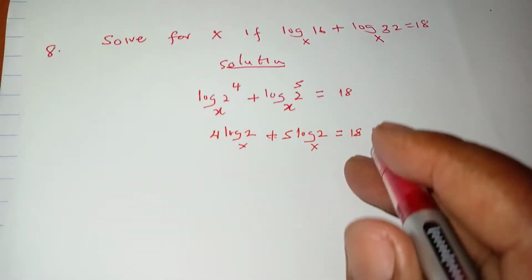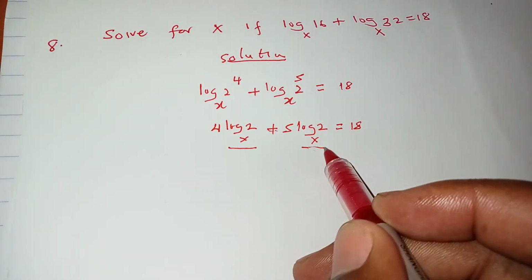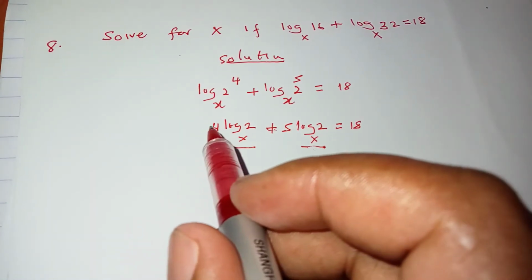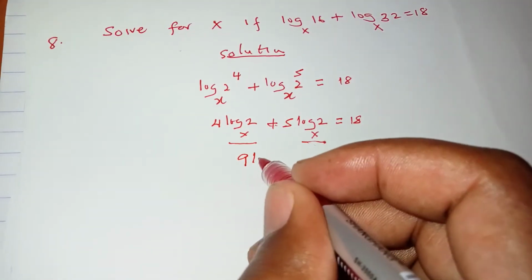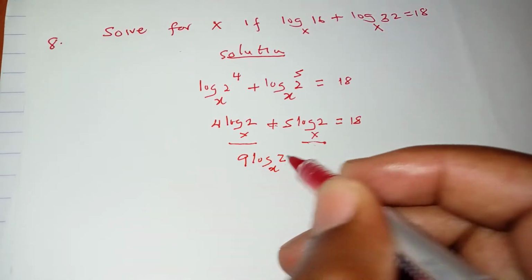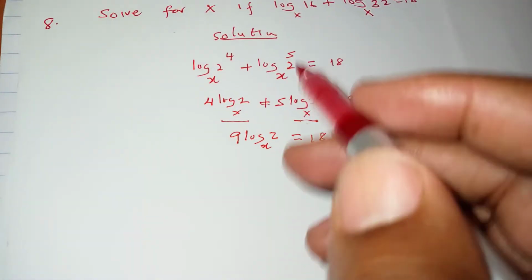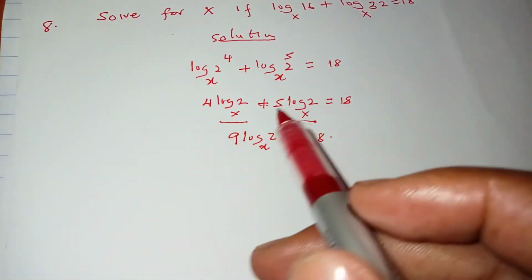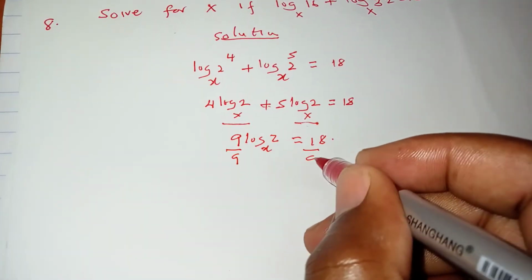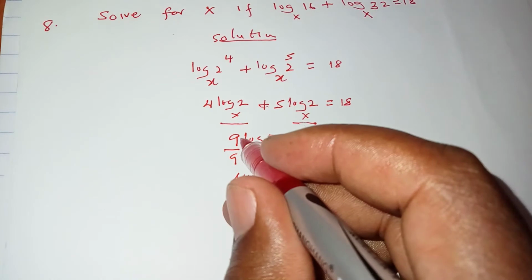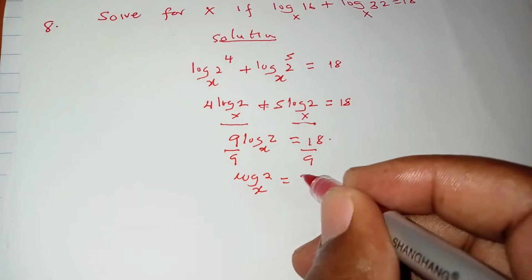equals 18. Okay, now you can notice that this part here and this part are the same. So if you call this one k, this is like having 4k plus 5k, so you have 9k, right? The same as logarithm of 2 to base x times 9, which is the same as 18. So that's a little algebra there, and you simplify to get that. So you can divide by 9 both sides, because these are united by multiplication. So we have log of 2 to base x is equal to 2.